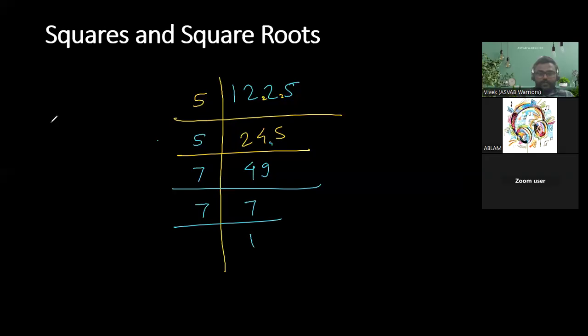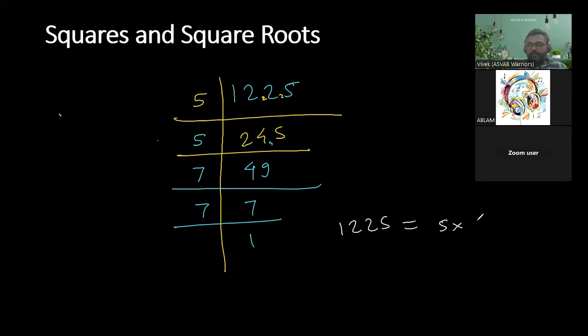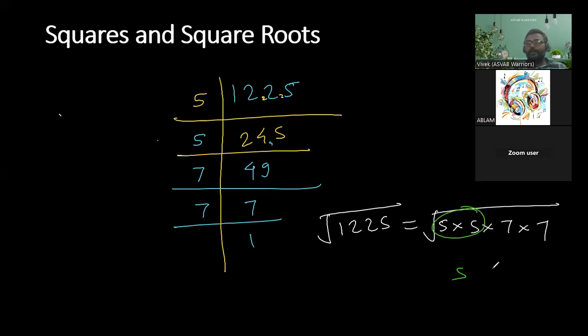Now, here we go. 1225 can be written as 5 times 5 times 7 times 7. Remember, if you want to take out the square root of any number, you have to form a pair of 2. Pair of 2, bring it outside the bracket or the root. So this becomes 5 times 7, which is 35.